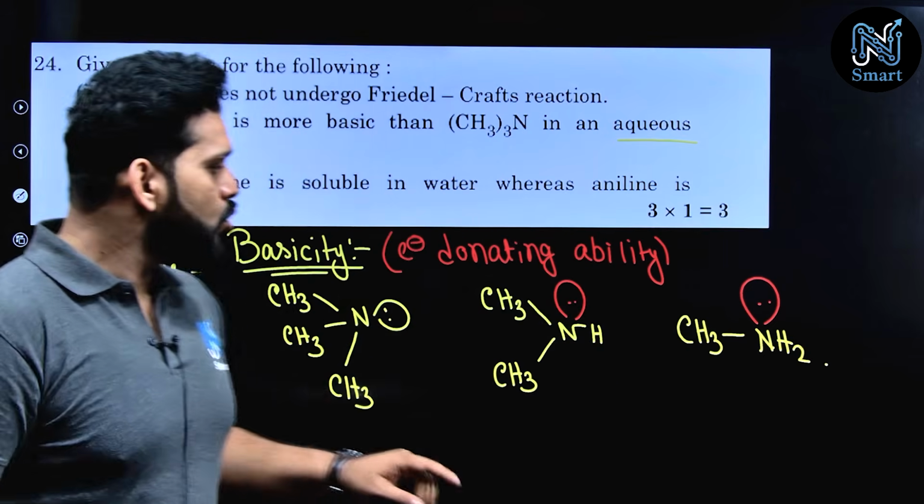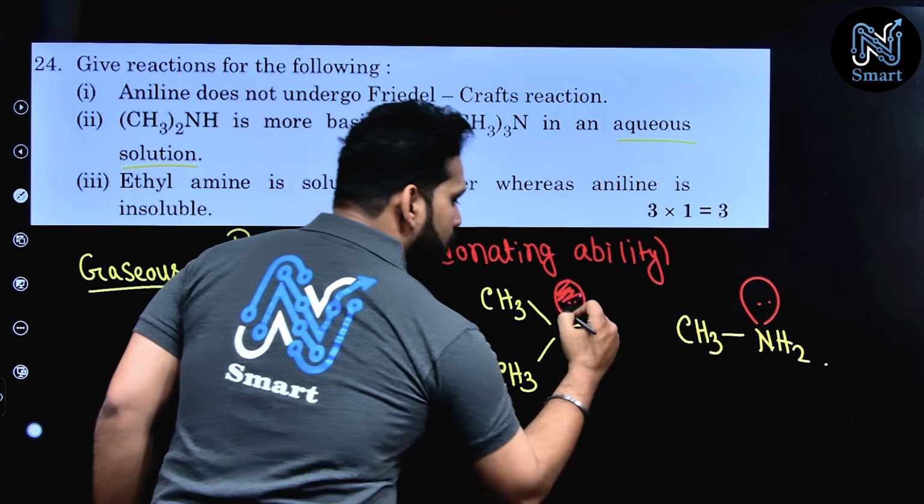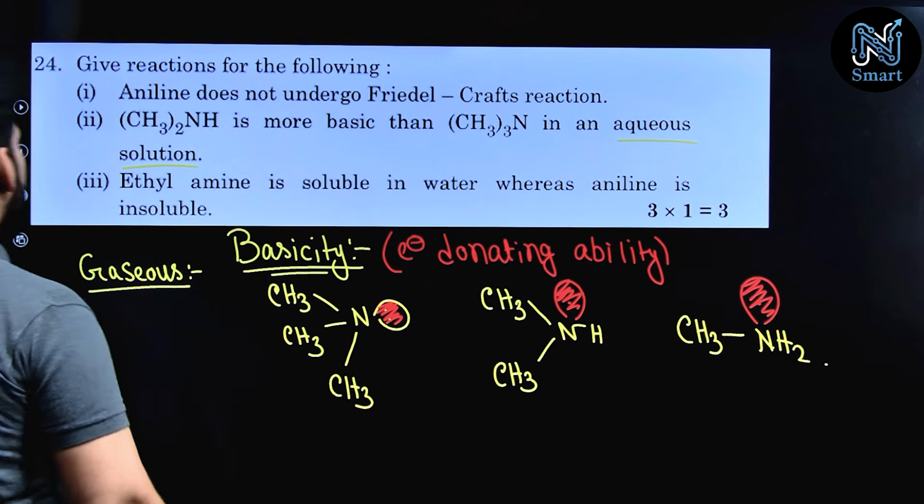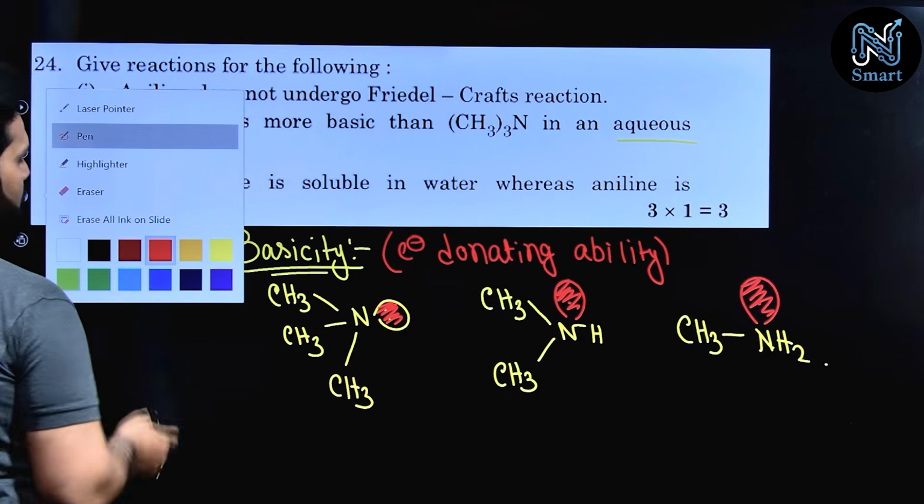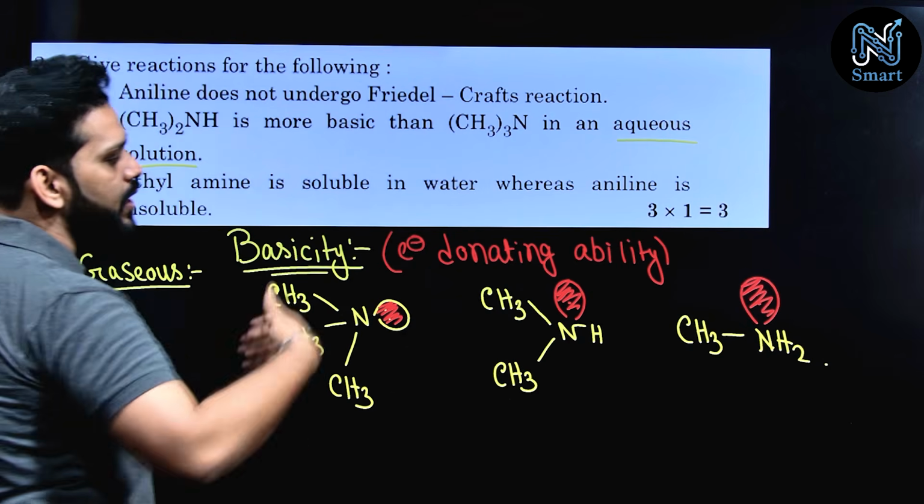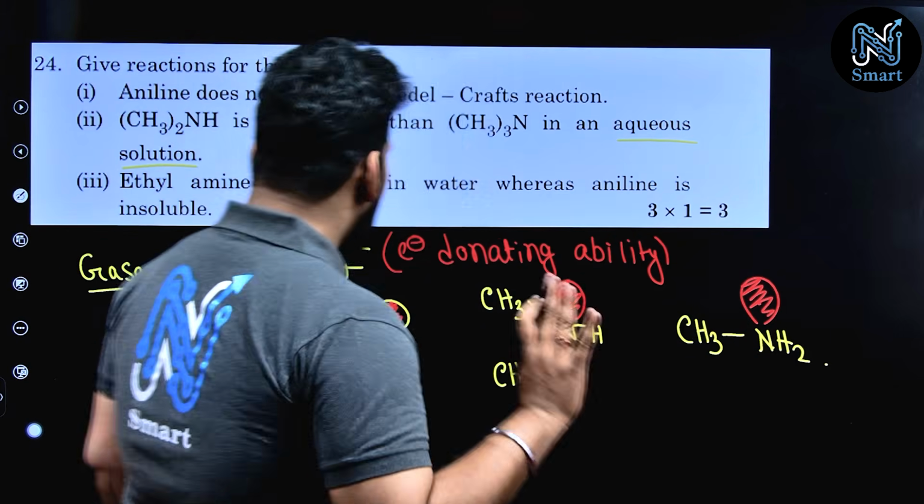So the question is, this electron pair that nitrogen has, in which case can it donate? The nitrogen's lone pair, in which case will it be able to donate? That's the question. Can you give it a try, guys? Can you just pause this video for a second and give it a try? In which case can the electrons be donated very easily?